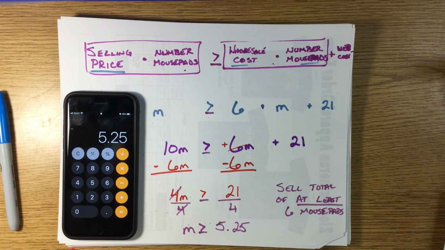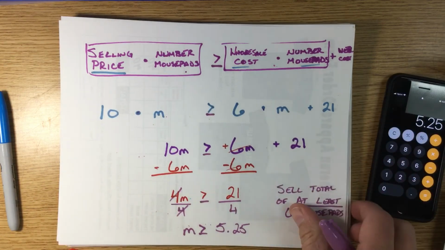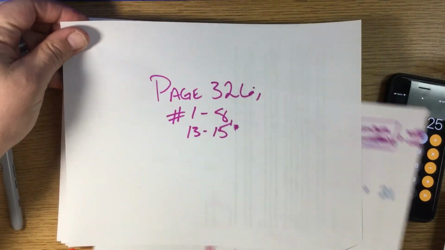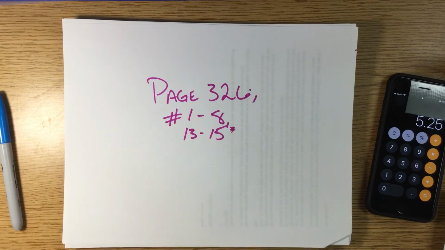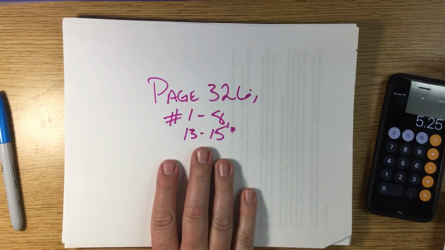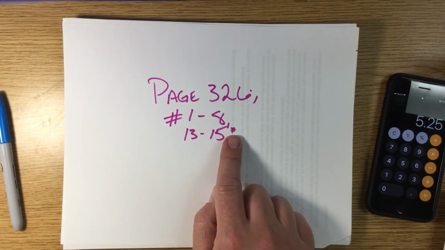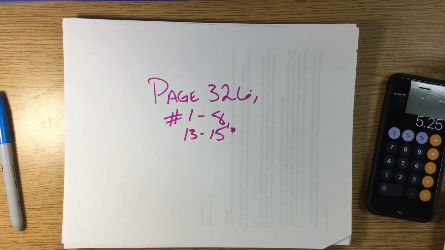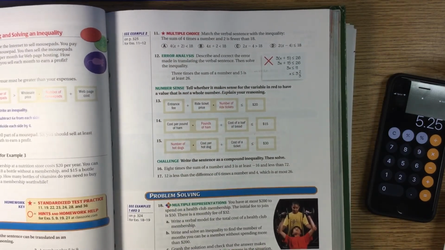All right, so I've got just a couple more things for you here. First of all, I'm going to give you your assignment. I'm going to put this back up here in just a moment, but I want you to do page 326, numbers 1 through 8 and 13 through 15. I want to just take a quick glance at numbers 13 through 15, and I'll bring our book over here so you can see.